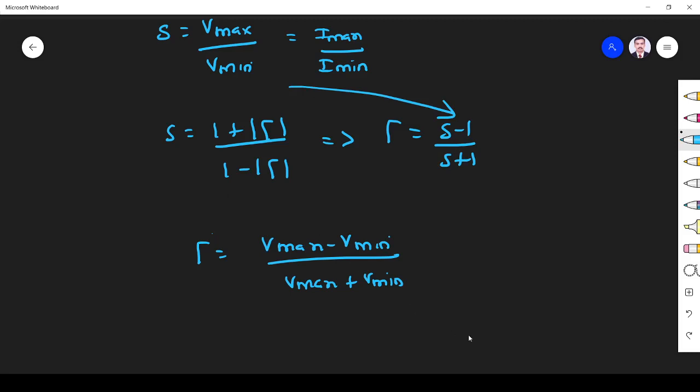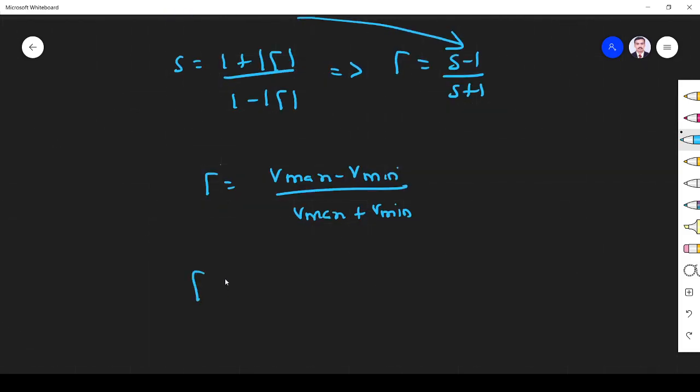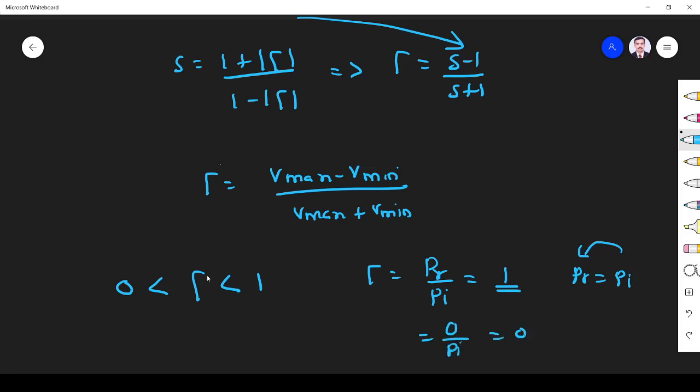Another thing we must know is that gamma ranges from 0 to 1. The reflection coefficient gamma is given by PR divided by PI. Out of the incident power, at most all of it will be reflected. So PR equal to PI means gamma is 1. Otherwise, no power is reflected, which means matched, so it is 0 by PI, which is 0. The minimum is 0 and the maximum is 1. This is the range of the reflection coefficient gamma.